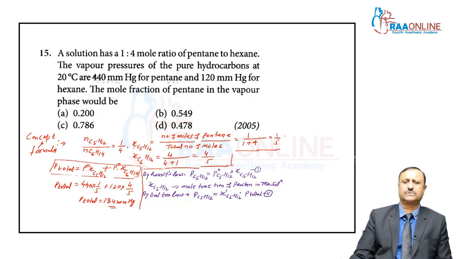This X is the mole fraction in the vapor phase. X dash is the mole fraction of pentane in the vapor phase, because here you can ask what is the mole fraction of pentane in the vapor phase, and by Dalton's law you can calculate PC5H12, and X dash is the mole fraction of pentane in vapor phase and P total.